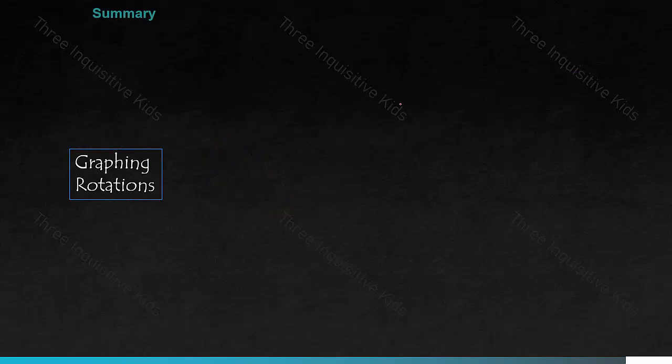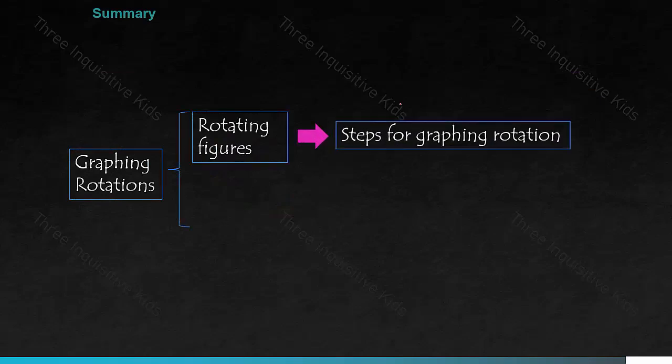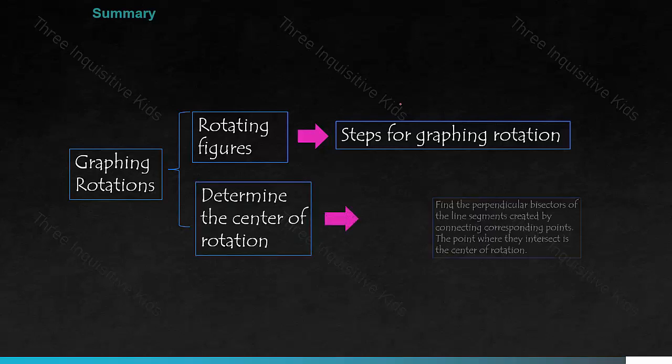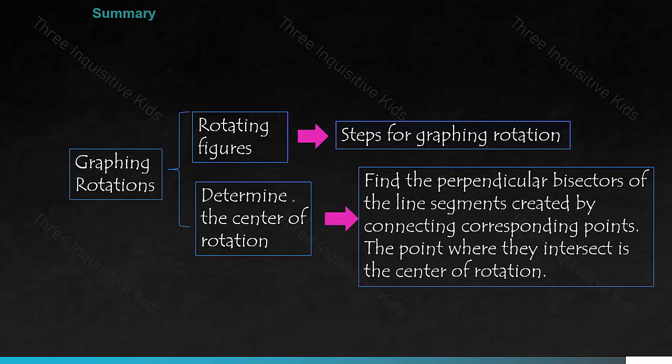Class summary. Today we learned about how to graph rotations. We learned the steps to graphing rotation, and we learned about the 3 main elements. It's the center of rotation, the rotation direction, and the rotation angle. And we learned how to determine the center of rotation. You can find the perpendicular bisectors of the line segments created by connecting corresponding points. The point where they intersect is the center of rotation.